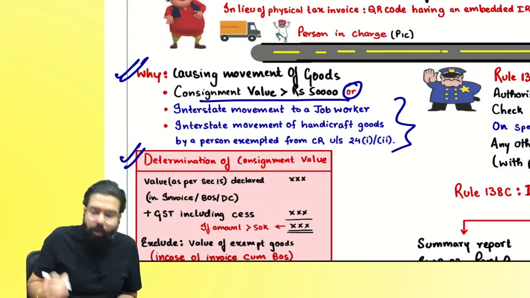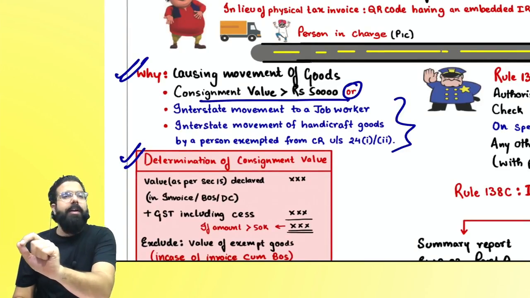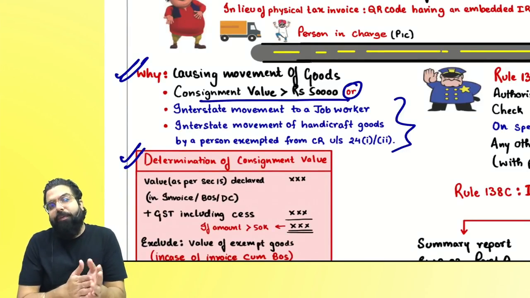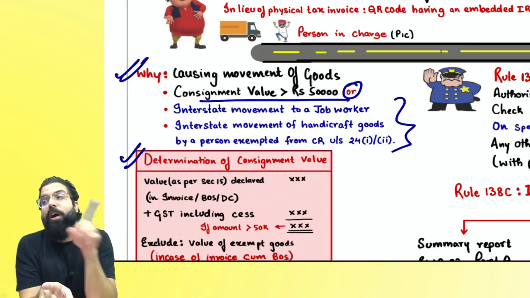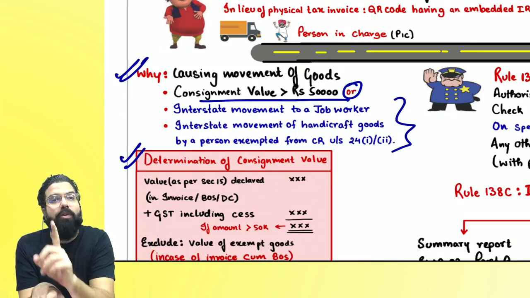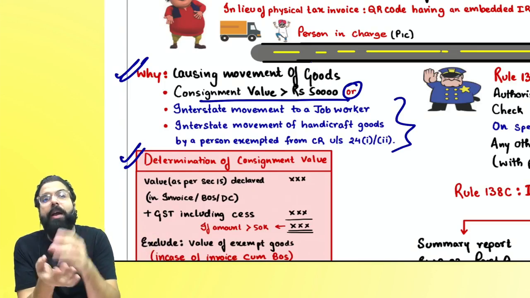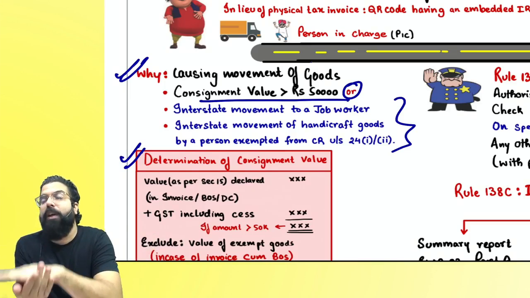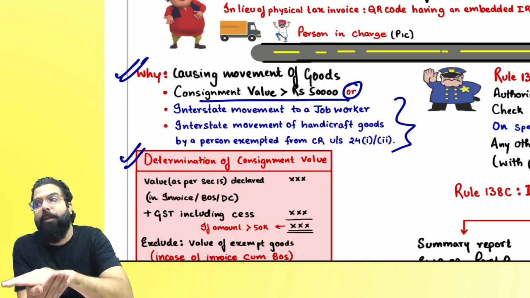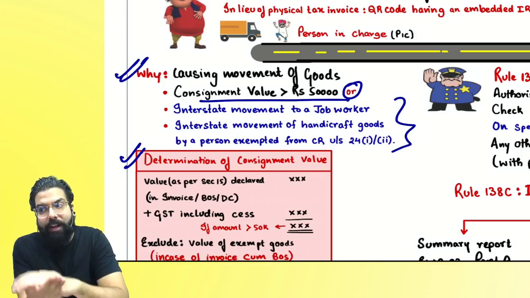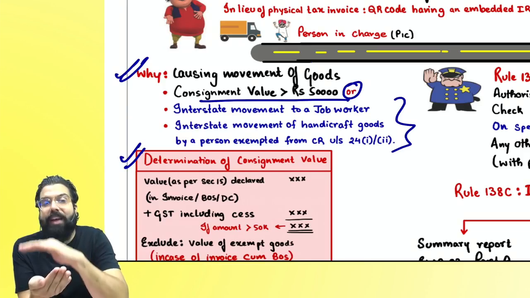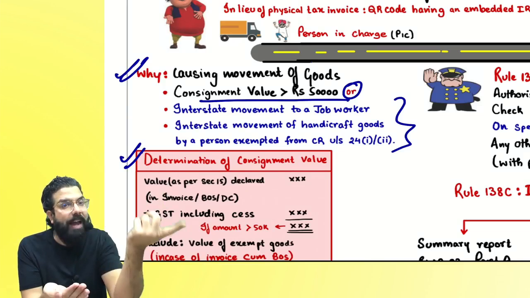Otherwise, there are two more scenarios when mandatorily you have to generate e-way bill even if the value is not crossing 50,000. Number one, interstate, if you are moving goods for job work, interstate movement for job work, compulsory e-way bill is required. Number two, if you are a person who is exempted from registration under section number 24(1) and 24(2), basically you are an interstate supplier of handicraft goods, or you are a casual taxable person going ahead and supplying handicraft goods.